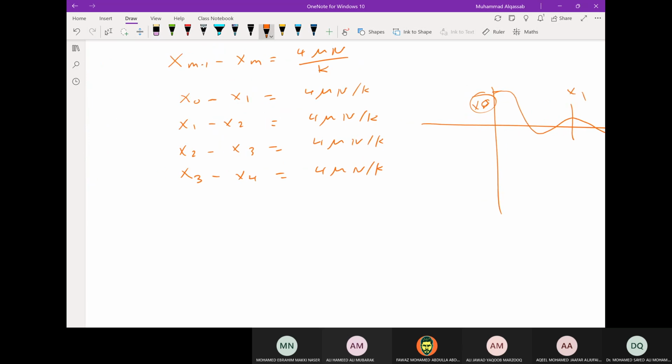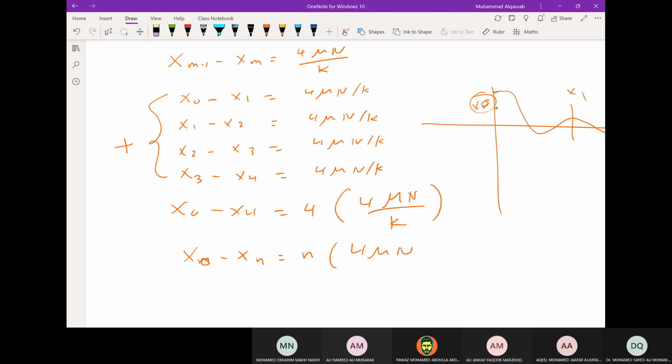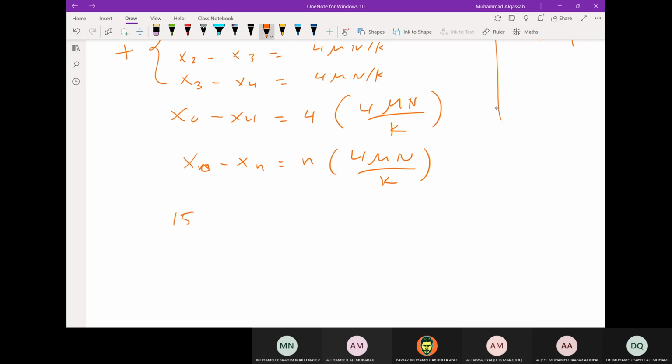So we add them together. We get x0 minus x4 equal to 4 times 4 mu N over k. So you can generate a general equation that x0 minus x n equal to n times 4 mu N over k, in which x0 and x n are separated by n cycles. Okay, then we can substitute x0 is 150 millimeter.